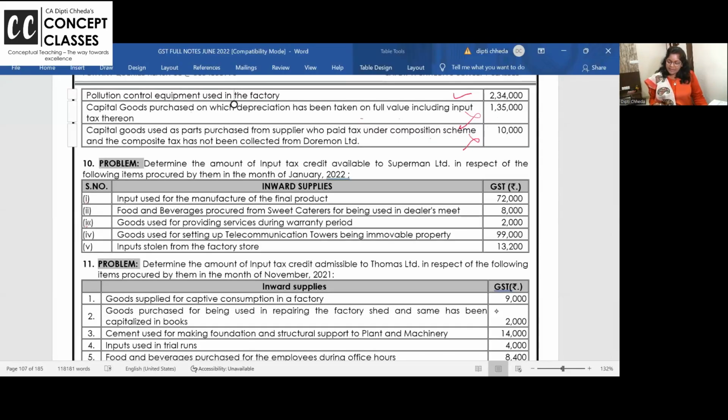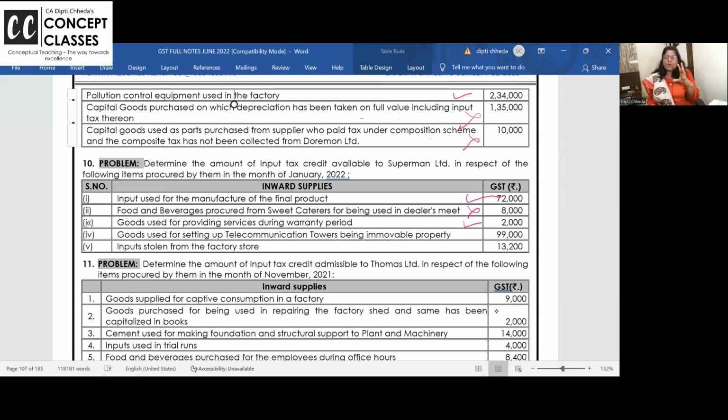Determine the amount of ITC for Superman. Inputs used for manufacture of the final product. Yes. Food and beverages procured from sweet caterer for a dealer's meet. For your dealers. Agar aap khud caterer hain, you are availing milega ya nahi milega? Goods used for providing services during the warranty period. Okay. Warranty period mein kya rehta hai?